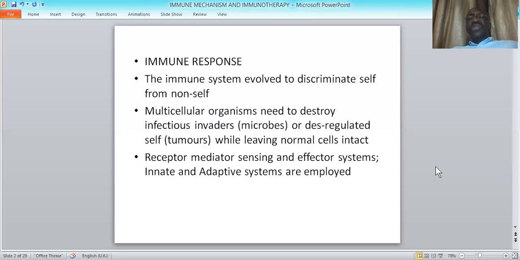In other words, we have the immune system divided into two broad systems that work to counter infectious invaders and dysregulated self-tumors. These two types of immune responses or immune systems are called the innate immune system and the adaptive immune system.